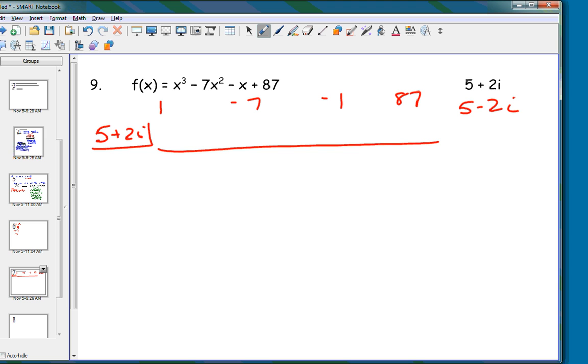Because I'm multiplying by an imaginary number, which means I have a real part and an imaginary part, so you have to make room for that imaginary part. So what we're going to do here is we're going to drop down the 1. 1 times 5 gives me 5. 1 times 2i gives me 2i.